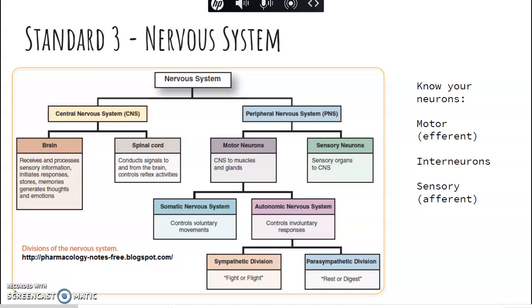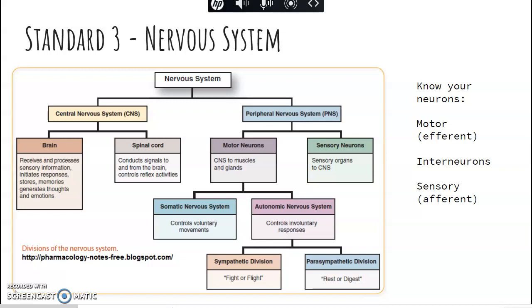Know your neurons. This is one people struggle with. Motor neurons, or efferent neurons, are messages that exit the brain and go to your muscles. Sensory neurons are also called afferent neurons. Those are messages from your senses, your eyes, your ears, your mouth, your nose, that send messages at the brain. So afferent, at; motor, efferent, exit.